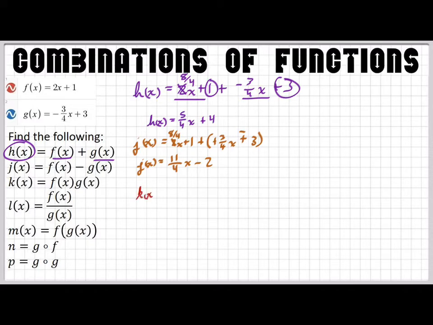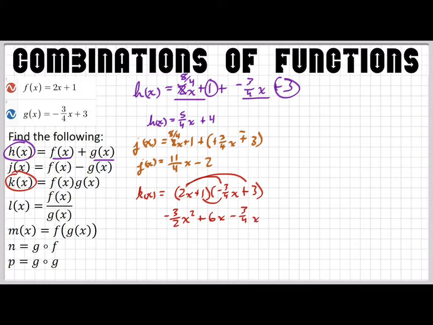All right, now let's do the k function. For the k function, we have to multiply them together. That's going to be a little bit more work to do. So we have 2x plus 1 times negative 3 over 4x plus 3. Alrighty. So that times that, which is going to be negative 3 over 2x squared. That times that, which is going to be 6x. That times that, we get negative 3 over 4x. And then we have that times that, which is positive 3.